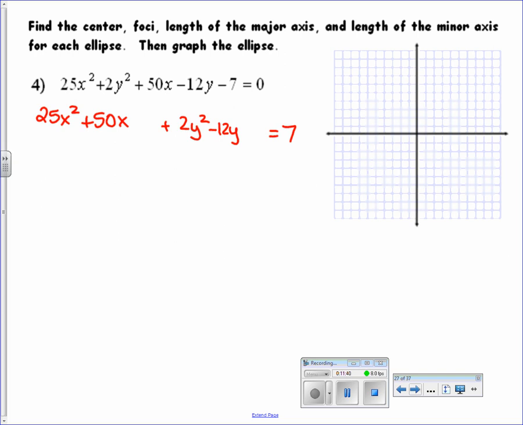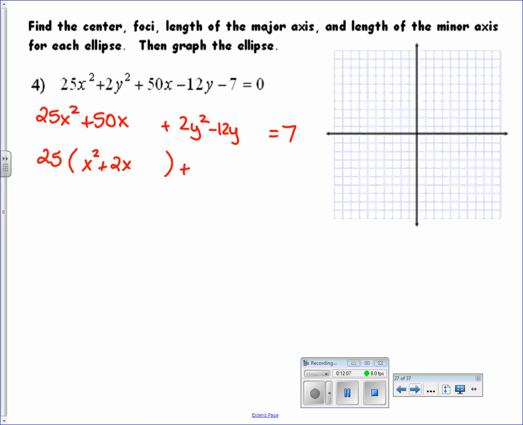So remember, what do we do here? Yeah, we need to take out a value. So what am I going to take out of the x's? Yeah, you're just used to us doing the same number because remember it's a circle. But here, the numbers are not going to be the same. So this one I'm taking out a 25. So I'm going to have 25 parentheses x squared. 50 divided by 25 is 2, so 2x. And I'm leaving a space.